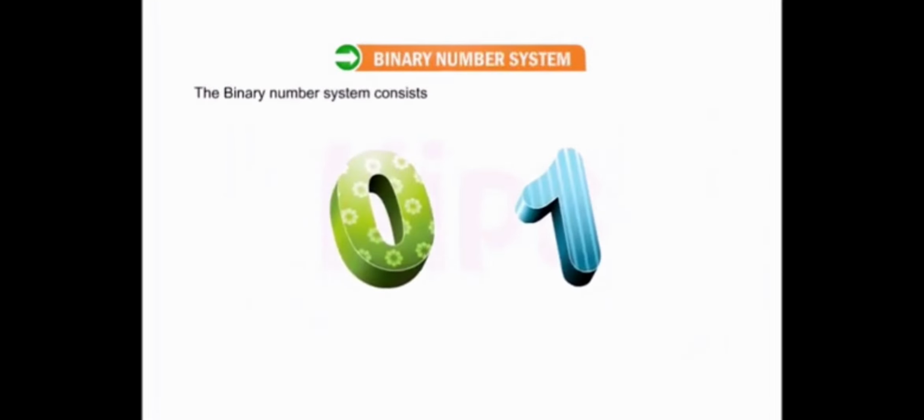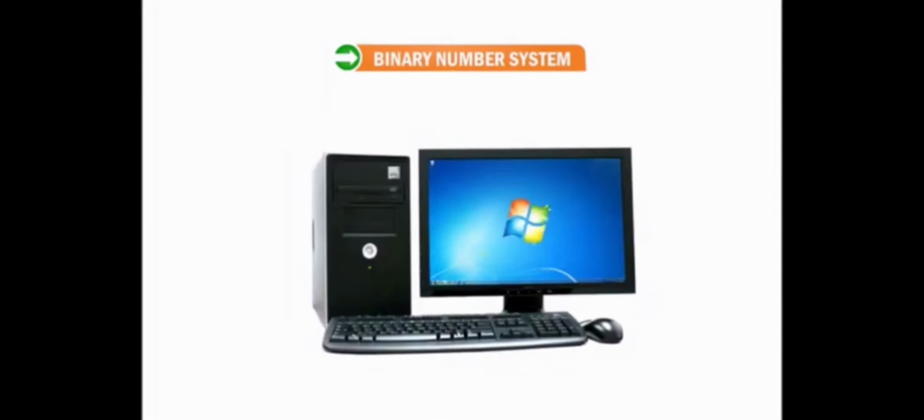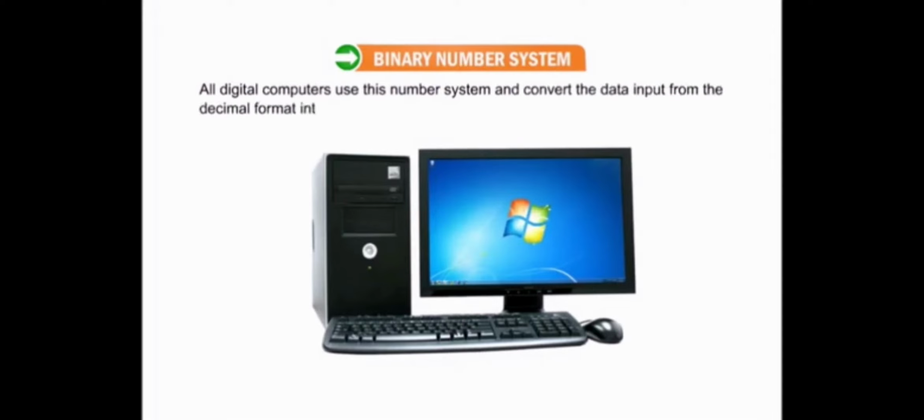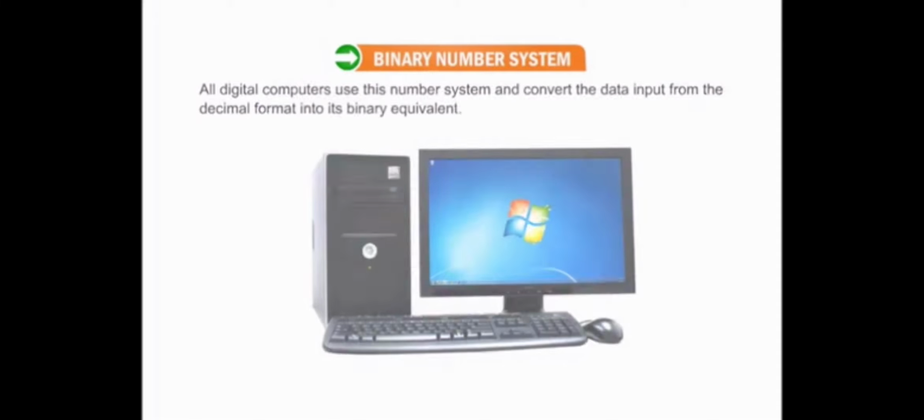Let us find out about the binary number system. The binary number system consists of only two digits, that is 0 and 1. Since this system uses two digits, it has the base 2. All digital computers use this number system and convert the data input from the decimal format into its binary equivalent.